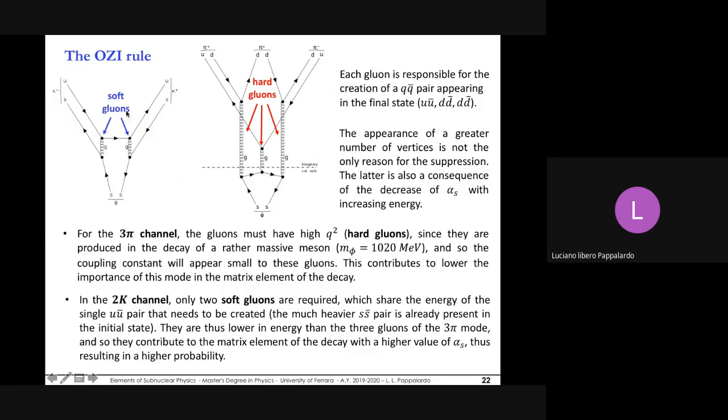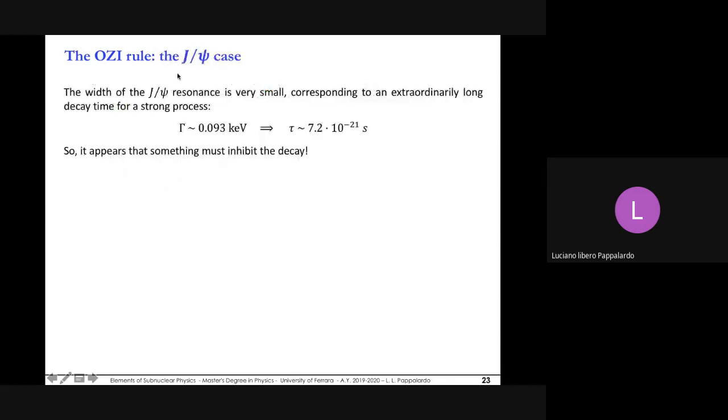So we have the combination of these two effects. The first one is that we have more vertices, and each vertex adds a suppression factor. But then we also have a reason due to the running alpha S. Hard gluons work with smaller alpha S. Soft gluons see a higher alpha S, and so this corresponds to a higher probability. What about the J/psi case? As I was mentioning before, let me go back here.